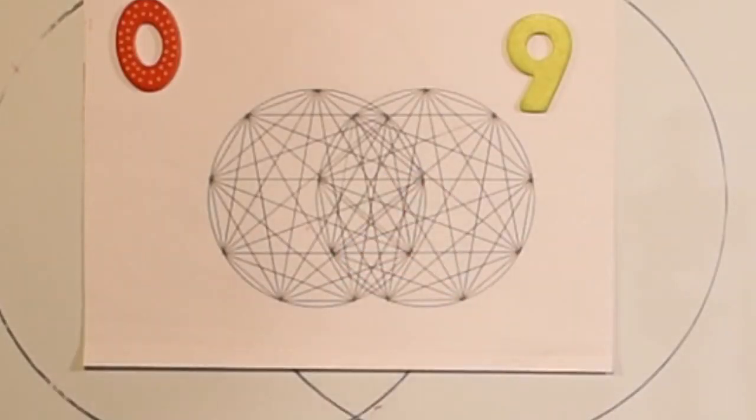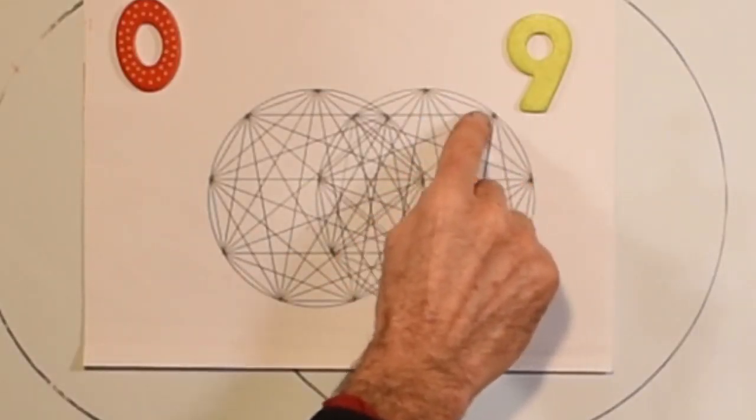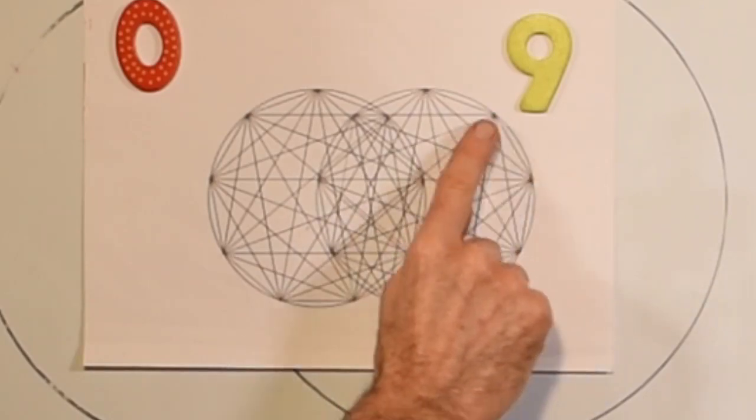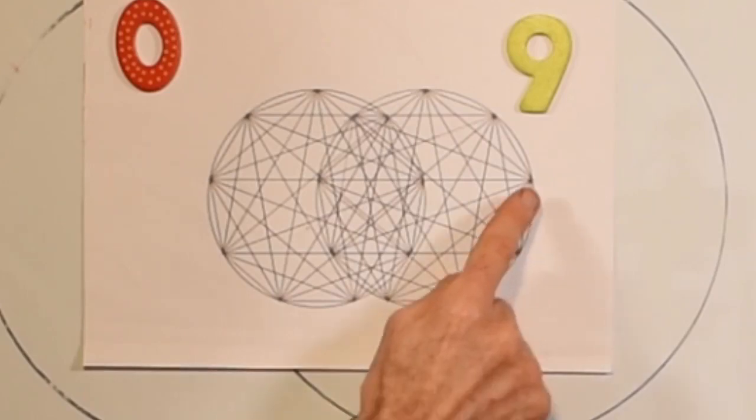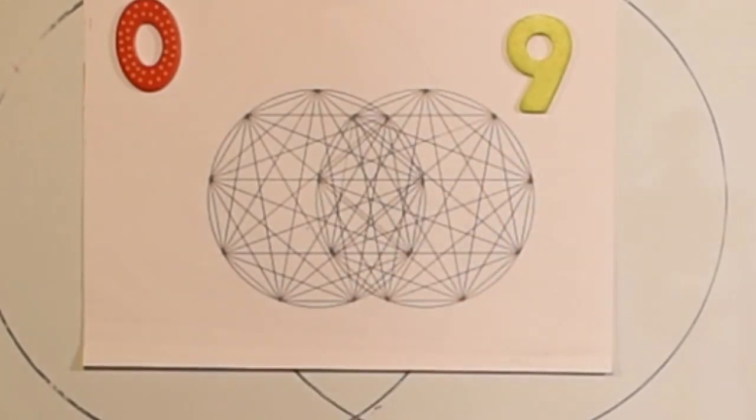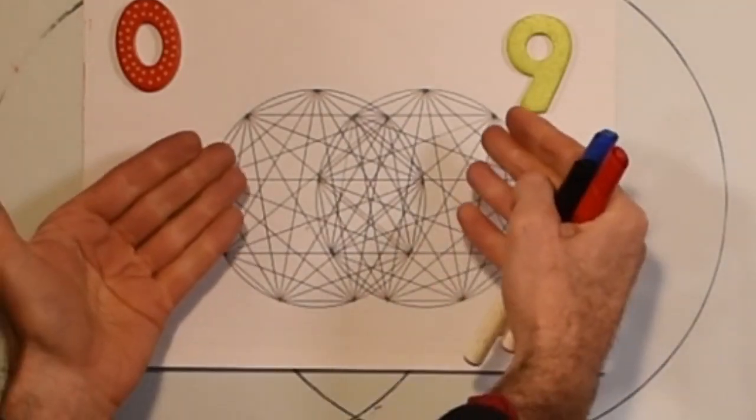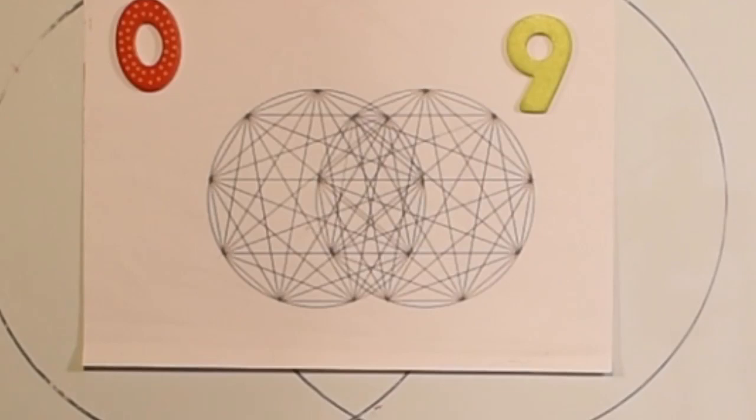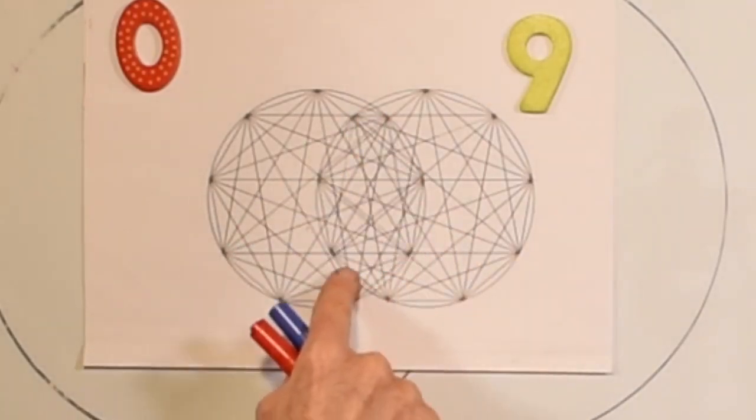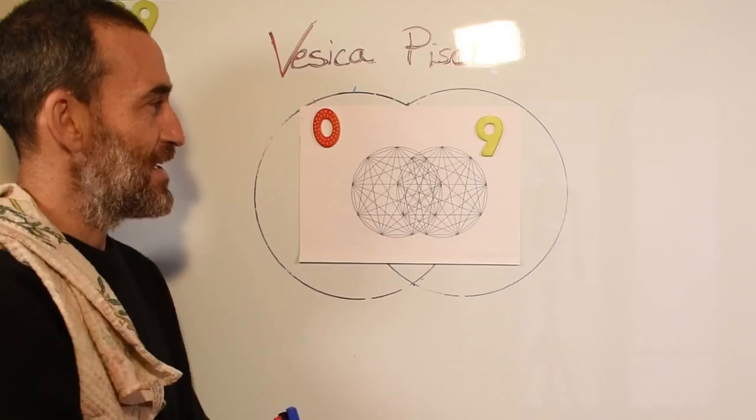From each point there are eight rays that come out and connect to all the other dots around the circumference of the circle. And so when these two come together here, we've got double information here.